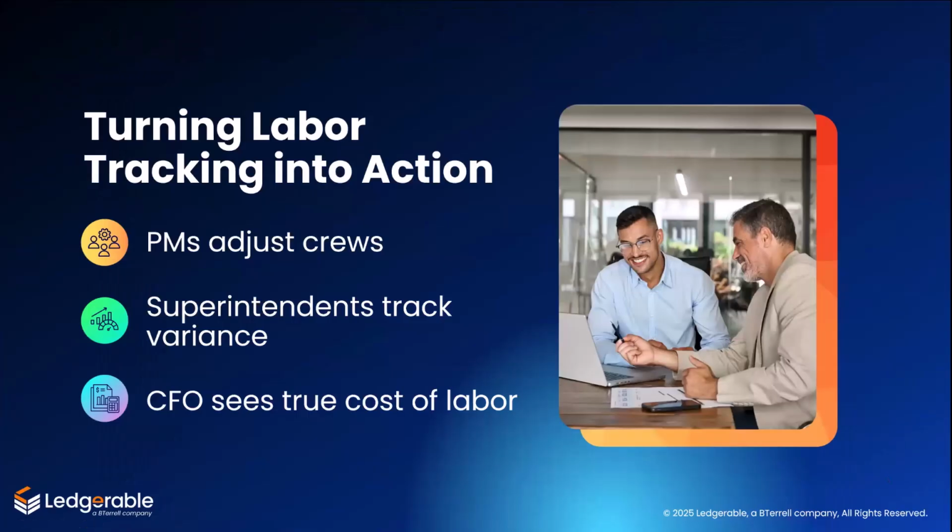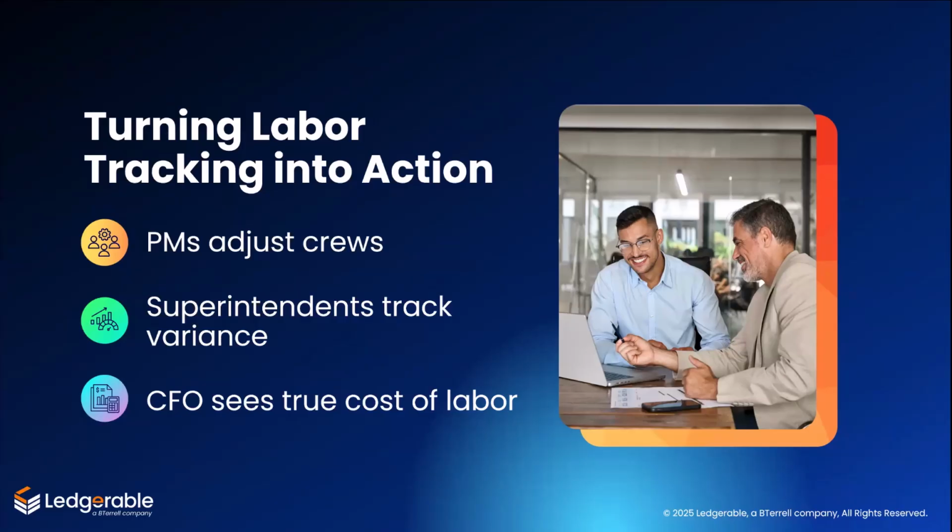The power of labor productivity tracking is how it aligns with the whole team. Your project managers can reallocate crews mid-job to keep tasks on track. Superintendents see variances by day or week and can intervene before labor costs spiral. The CFOs and controllers finally get to see the true cost of labor per project, not just the company-wide payroll total.